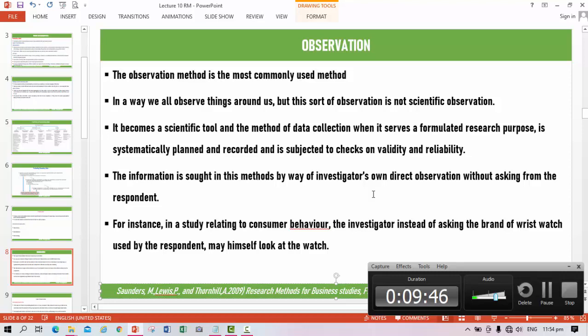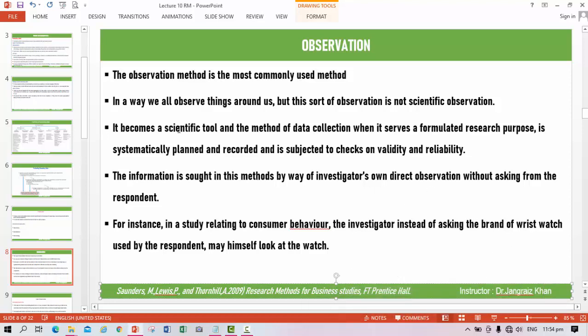We come first to the observation method. The observation method is the most commonly used method. In a way, we all observe things around us, but this sort of observation is not scientific observation. It becomes a scientific tool, a method of data collection, when it serves a formulated research purpose, is systematically planned and recorded, and is subject to checks on validity and reliability. That means the observation becomes a scientific tool.